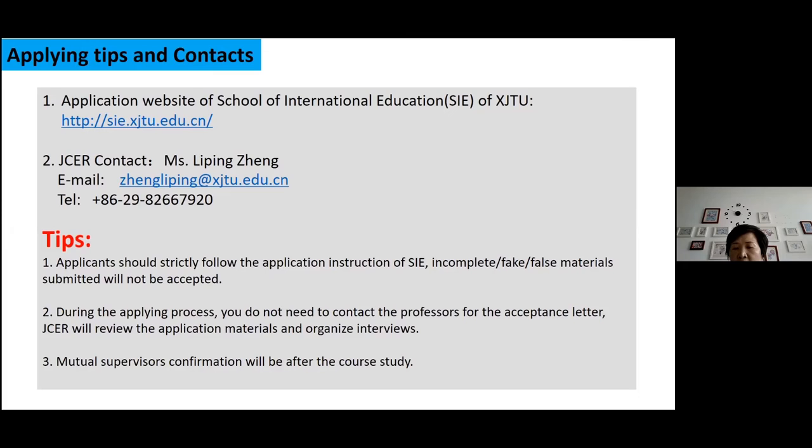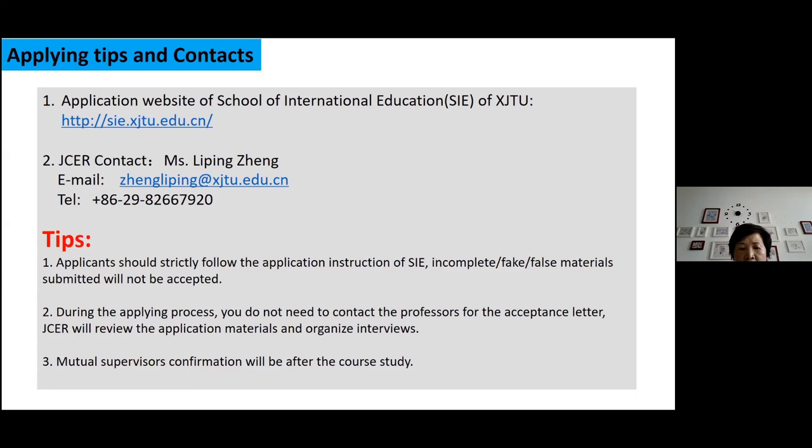All the material, like incomplete, fake, false material submitted will not be accepted. And also during the applying process, you do not need to contact the professor for an acceptance letter, because the professor didn't know you before. So it's difficult for them to give you the acceptance letter directly. So you just send all your material to our secretary and our center will review the materials by a group of referees and we will organize the interviews for you individually. After that, our director, Professor Yu Sen Guo, will sign the acceptance letter for you on behalf of our center. So this is the second important issue I need to mention.